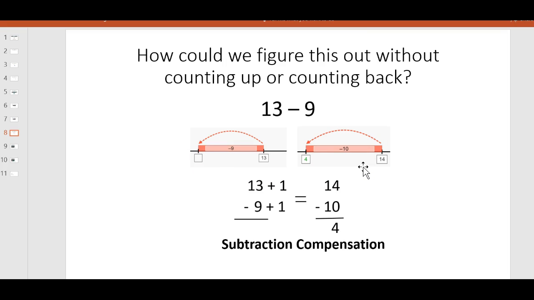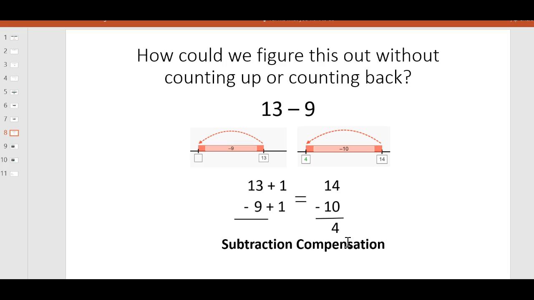So I said, well, I would be better off if I could just subtract 10. So if I'm going to subtract 10, that means I really need to adjust the 13 and make it one more, 14, because I'm going to be jumping one longer. So instead of 13 minus 9, I can think of this as 14 minus 10, which will give me 4. And when you write that abstractly, what you're really doing is adding 1 to the minuend and 1 to the subtrahend, which will then give you 14 minus 10 is 4.